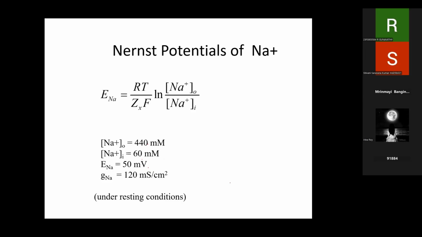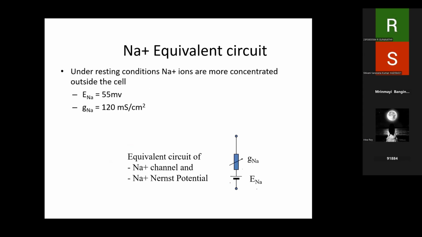Similarly, if you look at sodium, sodium is high outside and low inside. If you plug them in, you get an ENa value of 50 millivolts and a GNa value of 120 millisiemens per centimeter square. So if you combine them, you can think of a sodium channel, in electrical terms, as a series between a conductance and a battery.